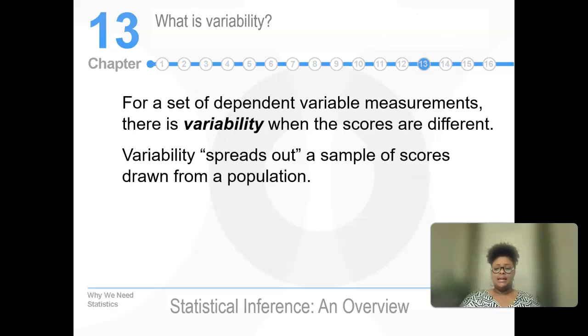For a set of dependent variable measurements, there will be some level of variability within our scores. This is going to show that our scores are different and that they are placed across the board within the distribution. So variability means that our scores are spread out and we see changes within the population of scores within the sample.